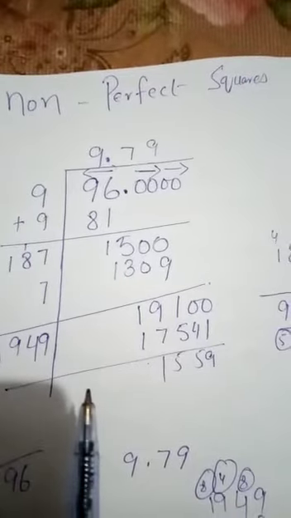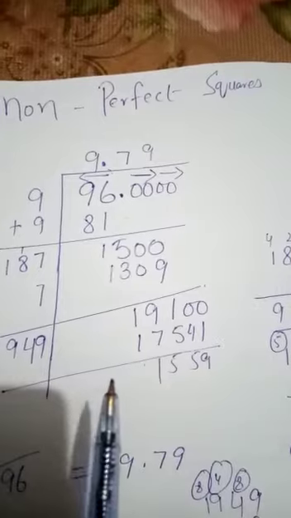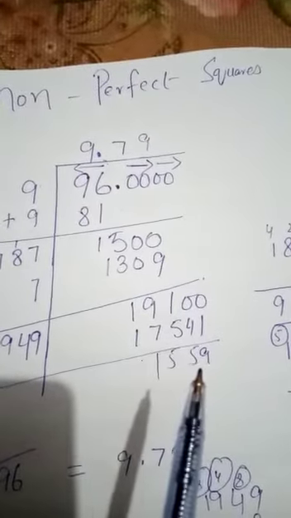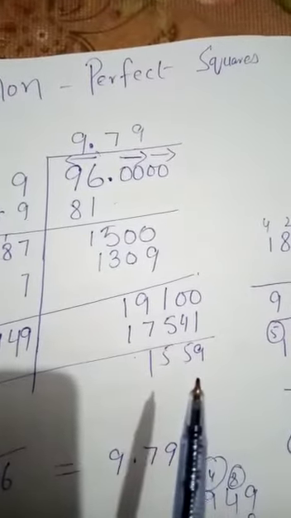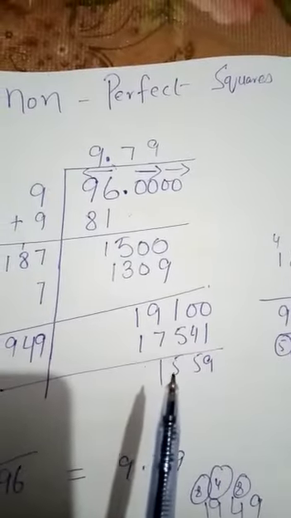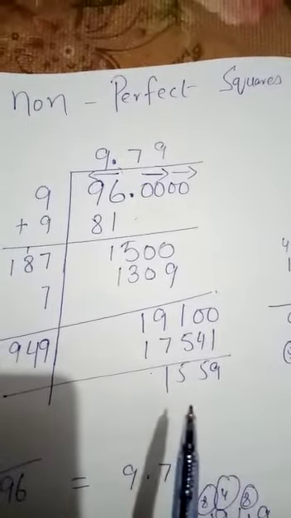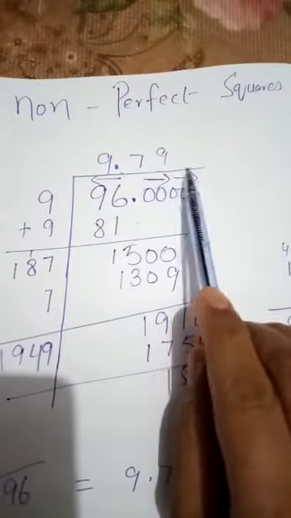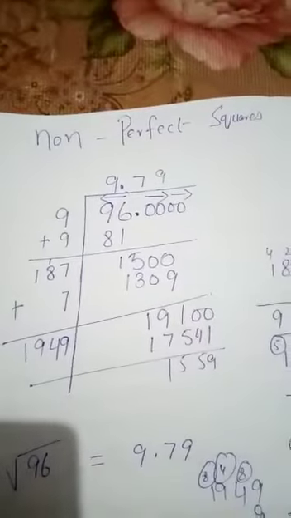Thus, the 9 multiplied by 19,049 is 17,541. Subtract 19,100 from 17,541. The result is 1,559. Thus, the square root of 96 is 9.79 up to 2 decimal points. Dear students, this is the way of finding the square root of non-perfect squares.